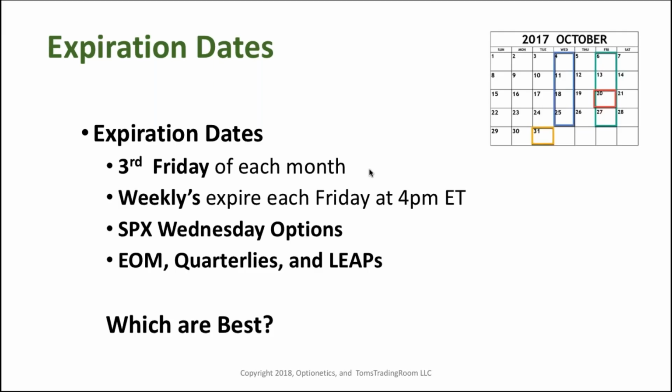But for right now, the shortest term I typically look at are the Friday options, the weeklies. Other options with expiration dates are EOMs, which are called end of month. That's the last trading day of the month. There are also quarterlies, which expire on the last day of the quarter. And then LEAP options, which are options that have greater than 9 months to expiration.